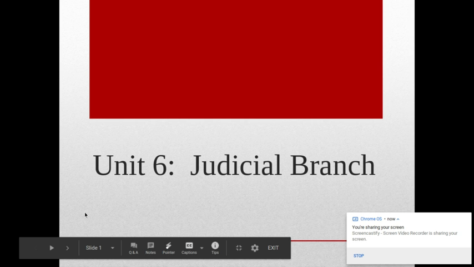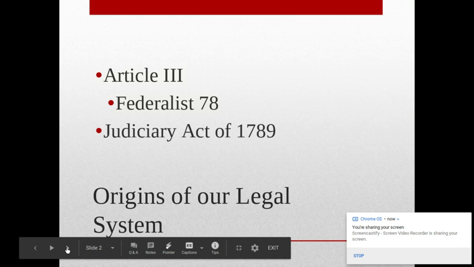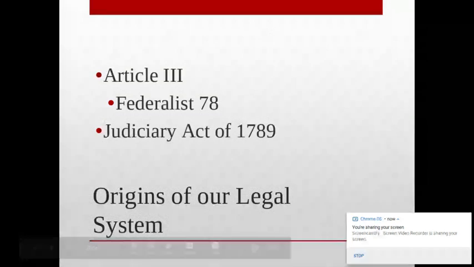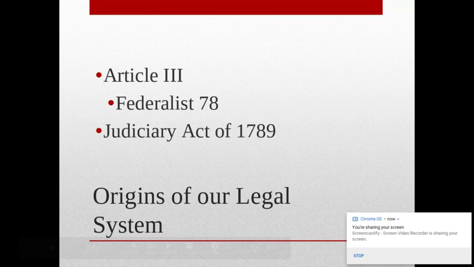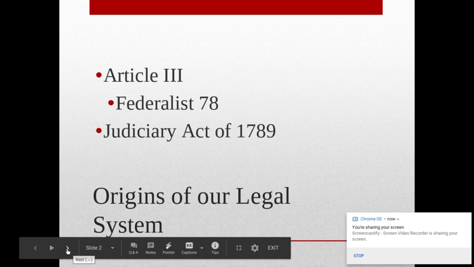Today, we're going to kick off our unit on the judiciary. Now, we have spent quite a bit of time at the beginning of this course examining the foundations of our government, and naturally, that led us down a road of digging pretty heavily into Articles 1, 2, and 3 of the U.S. Constitution. In our unit today, we're going to revisit Article 3 and really examine how Article 3, Federalist 78, and the Judiciary Act of 1789 are, in fact, the origins of our American legal system.